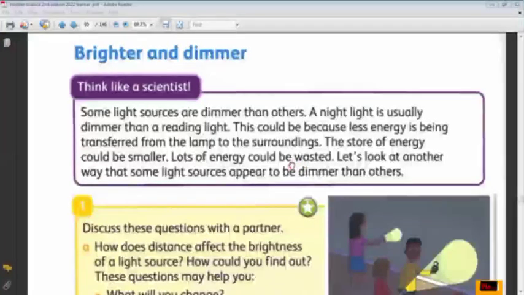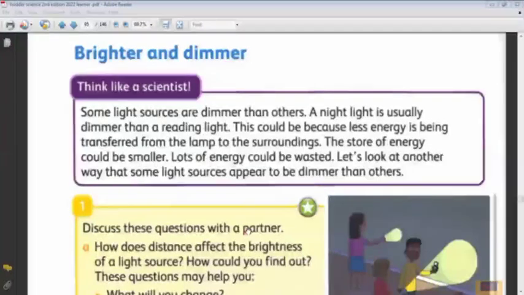Okay? But when we have a flashlight which is not efficient, there is a big amount of wasted energy. When we have a big amount of wasted energy, the light that is produced will be dim. So let's look at another way that some light sources appear to be dimmer than others.